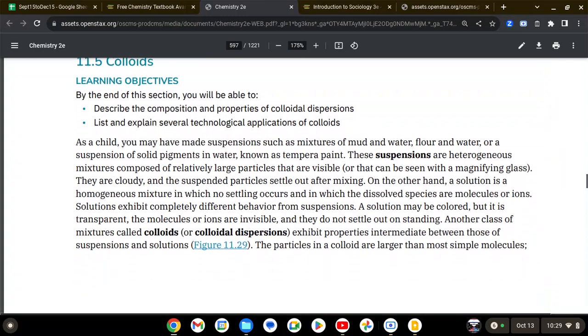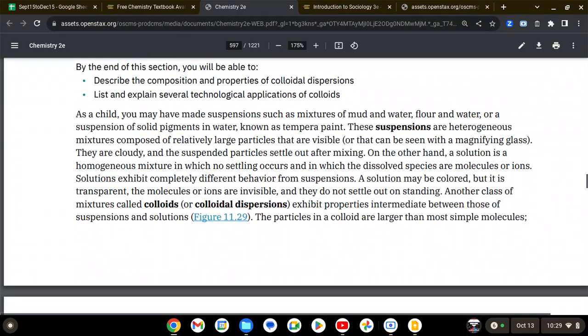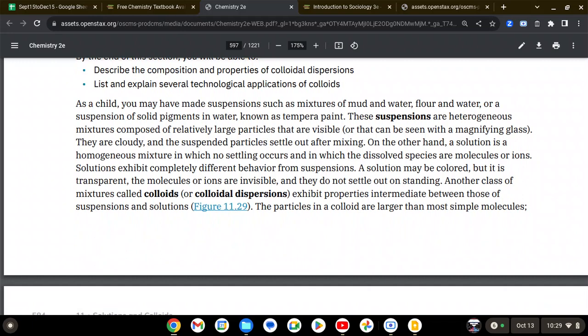11.5, Colloids. By the end of this section, you'll be able to describe the composition and properties of colloidal dispersions, and list and explain several technological applications of colloids. As a child, you may have made suspensions such as mixtures of mud and water, flour and water, or a suspension of solid pigments and water, known as tempera paint. These suspensions are heterogeneous mixtures of relatively large particles that are visible, or that can be seen with a magnifying glass. They are cloudy, and the suspended particles settle out after mixing.